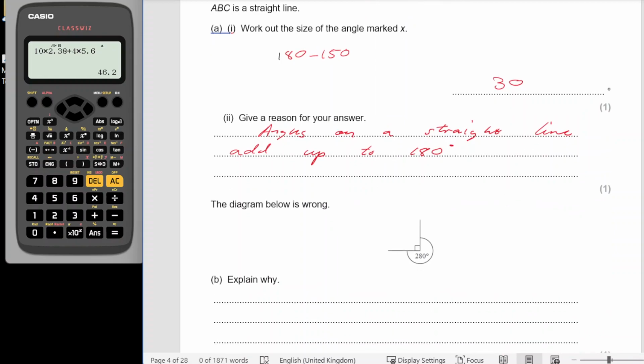Okay, second part. The diagram below is wrong. Explain why. So angles at a point equal 360 degrees. 280 plus 90 equals 370 degrees. So it can't be right.